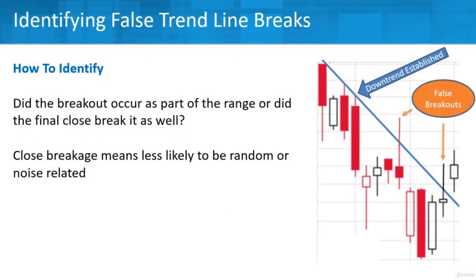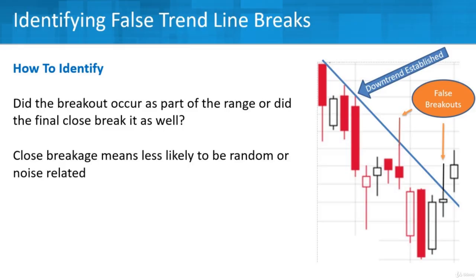There are really three good ways to look at this. And one, in terms of how to identify, is did the breakout occur as part of the range or did the final close break it as well? And what we mean is, did the actual close of the day break through the trend line? So for example, if we look at this image here, we've got a downward trend. It's established on the second touch of that downward trending line, that resistance line.